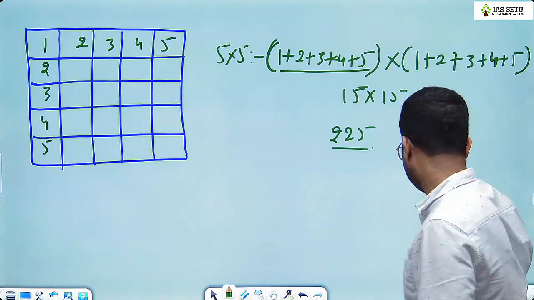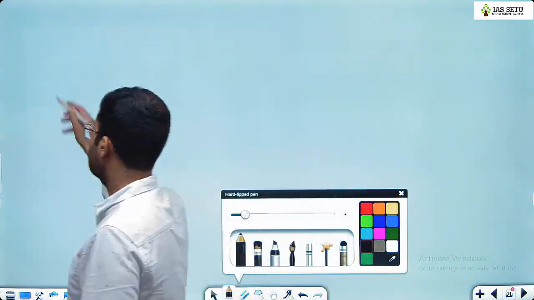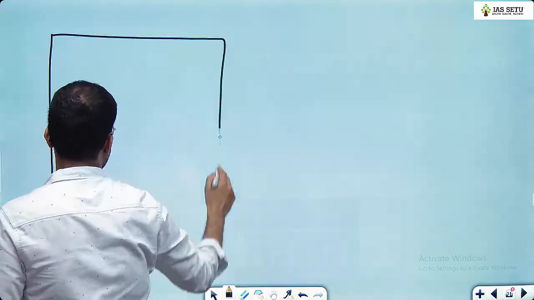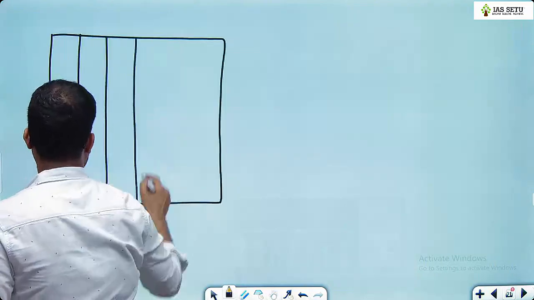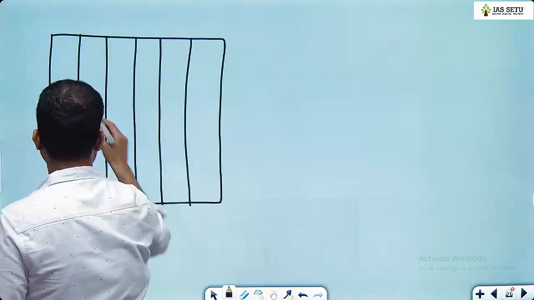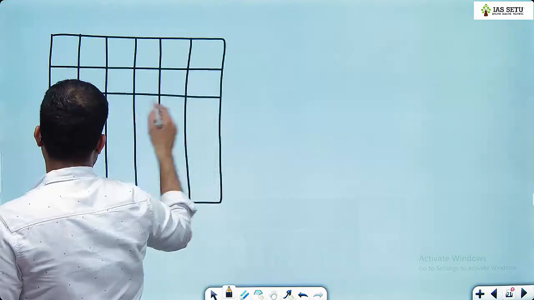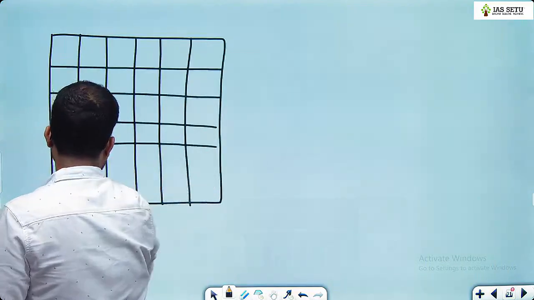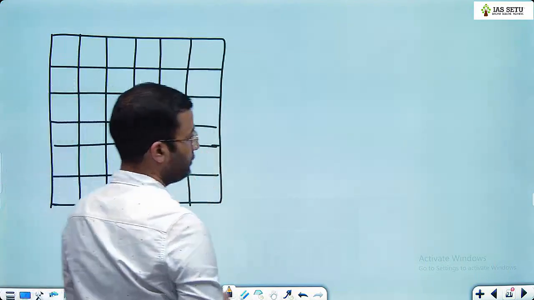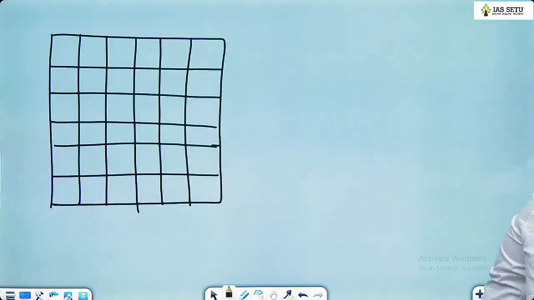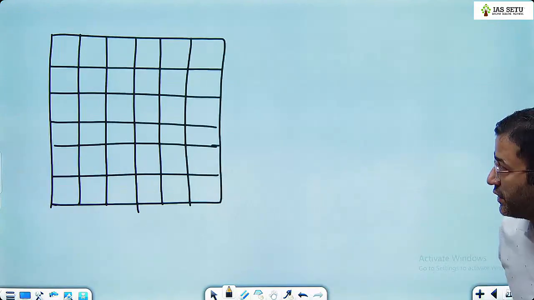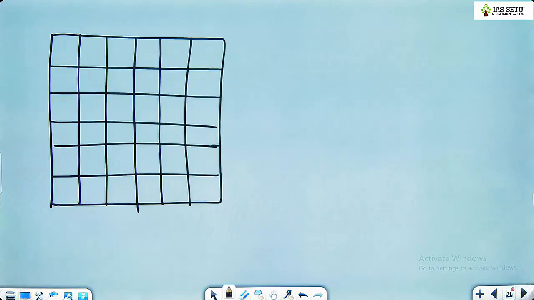Next. In the given figure, Shruti, is it 225, not 215? Okay. In this figure, how many rectangles are there? 441. Why? This figure is 6 by 6.